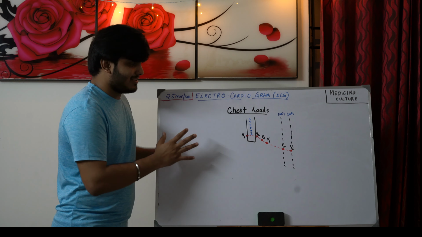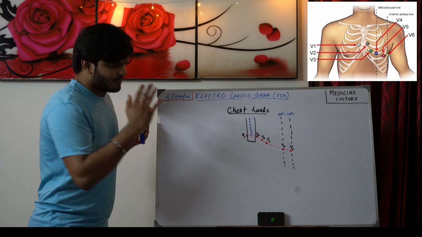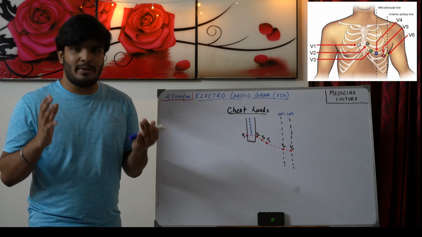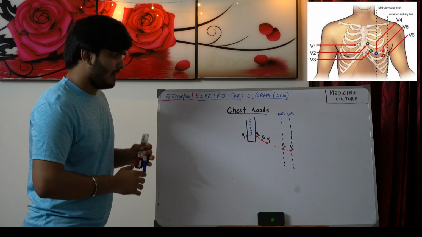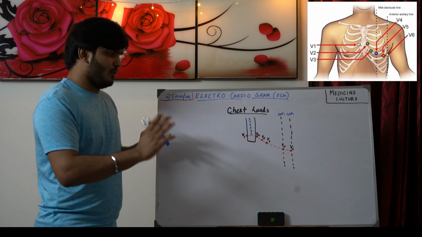Yes, there are 6 chest leads, 6 unipolar leads, from V1 to V6. All of them are anterior leads. Let's go one by one. V1 is placed on the 4th intercostal space at the right sternal border. Now V2 is placed on the 4th intercostal space at the left sternal border. V4 is placed on the 5th intercostal space near the apex beat. Between V2 and V4 is V3. So between V2 and V4, you place V3.